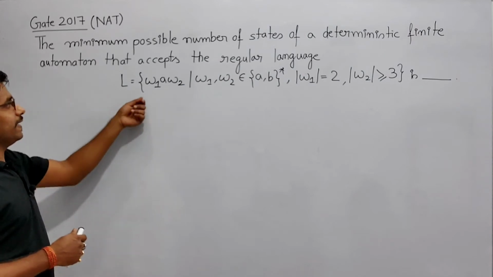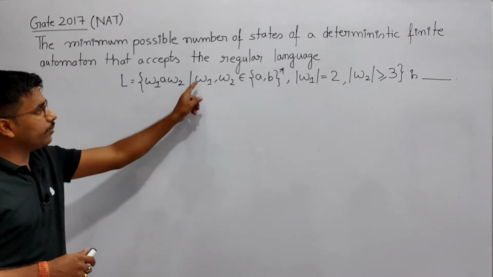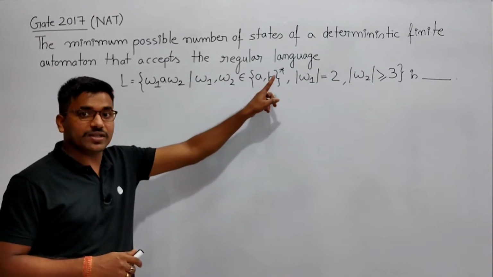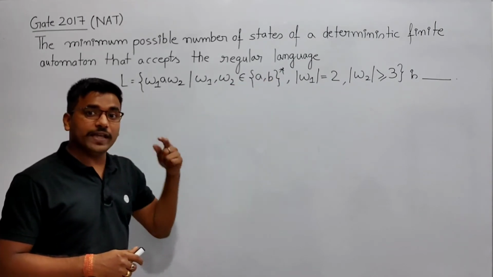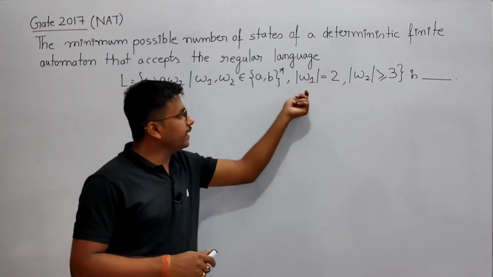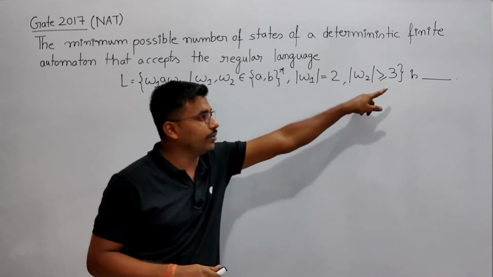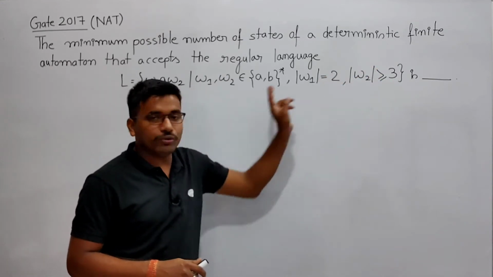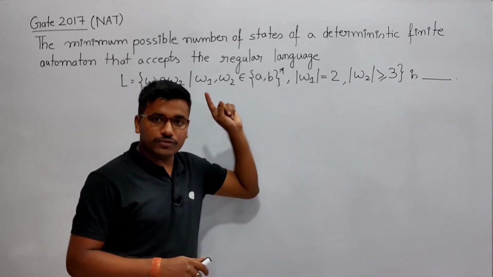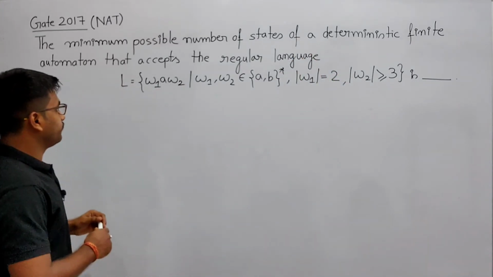Now this language is saying that first it will have W1, then A, then W2. Here W1, W2 belong to (A,B)*, means W1 and W2 can have any combination of A, B. And the restriction is that the length of W1 is equal to 2 and the length of W2 is greater than or equal to 3. Okay. So here we have two restrictions: the length of W1 should be equal to 2 and the length of W2 should be greater than or equal to 3.